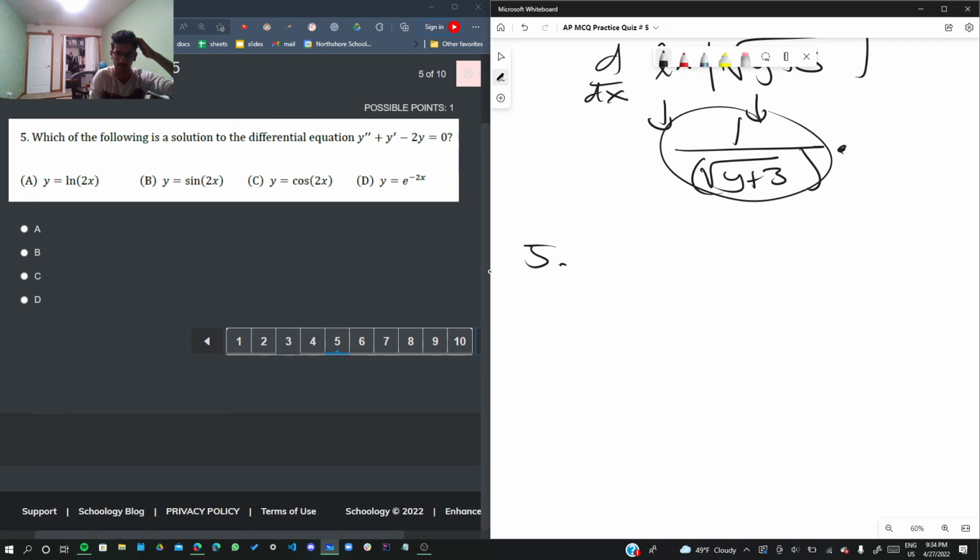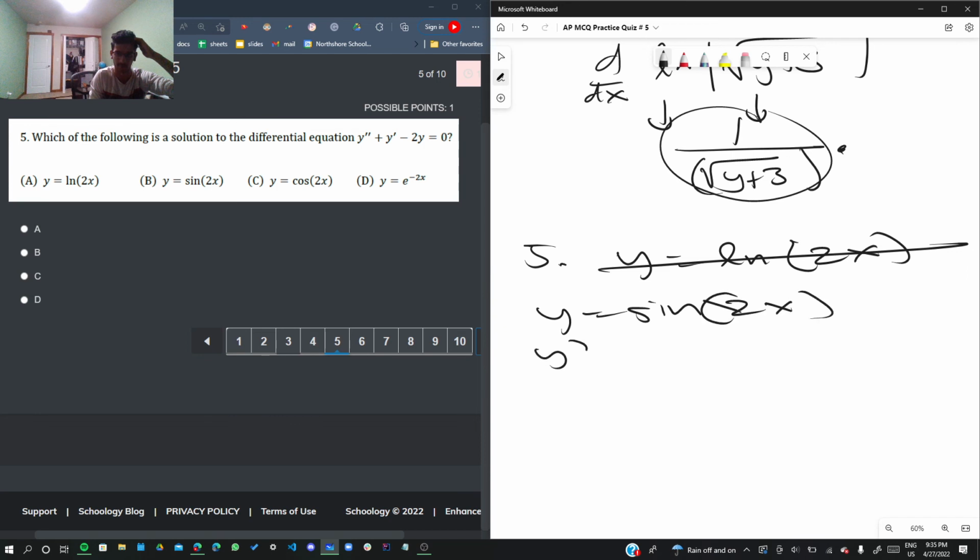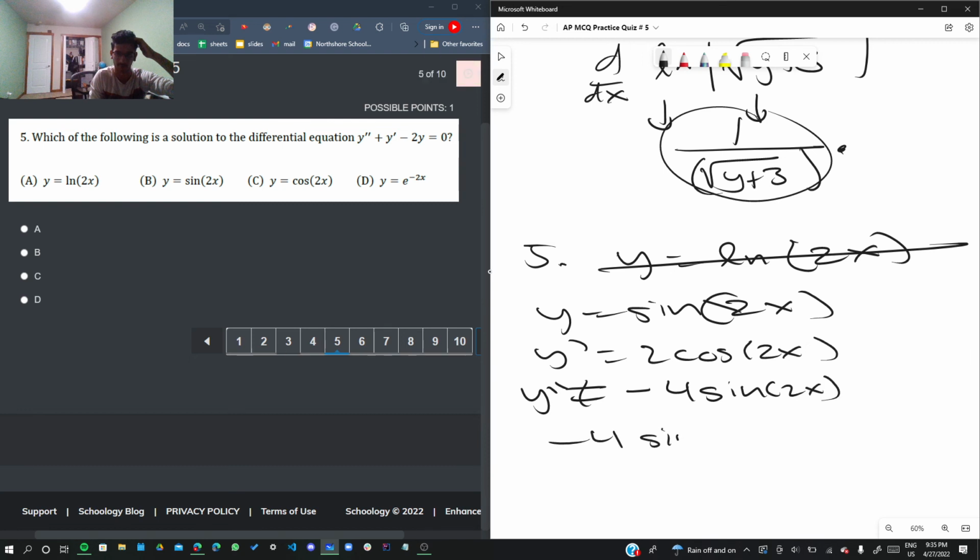Okay, if y is equal to natural log of 2x, I don't think that would work. So I'm just going to go with y equals sine, and then you just find each one. So y prime is 2 cosine 2x. Then y double prime is negative 4 sine 2x. So it's negative 4 sine 2x plus 2 cosine 2x.